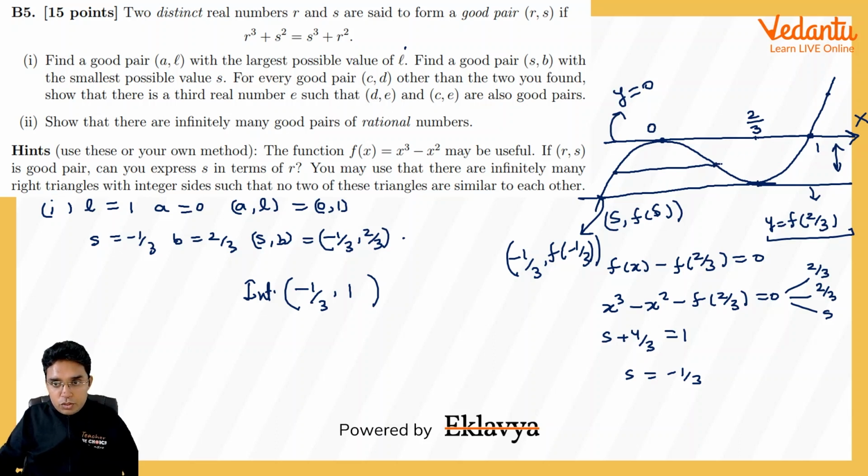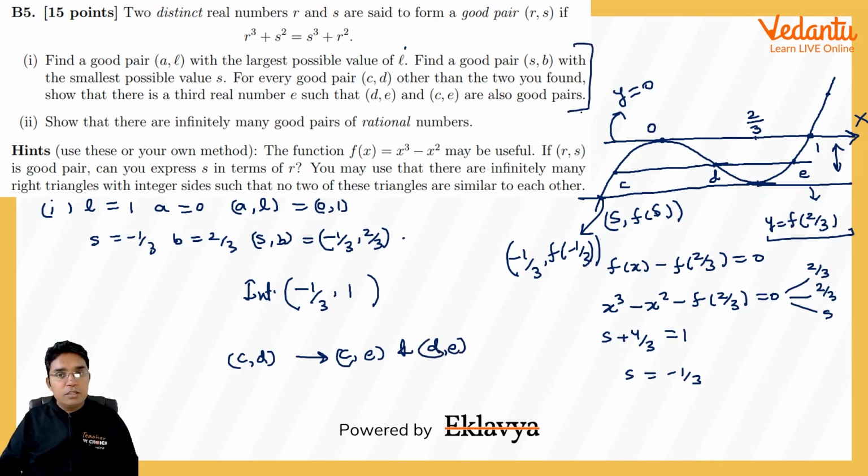But if I extend this line further, you can see not only at C and D, there will be another point, let us call that E, where the value of the function will be the same. So if (C, D) is a good pair, then (C, E) will also be a good pair, and (D, E) will also be a good pair. So I think this completes this first part.